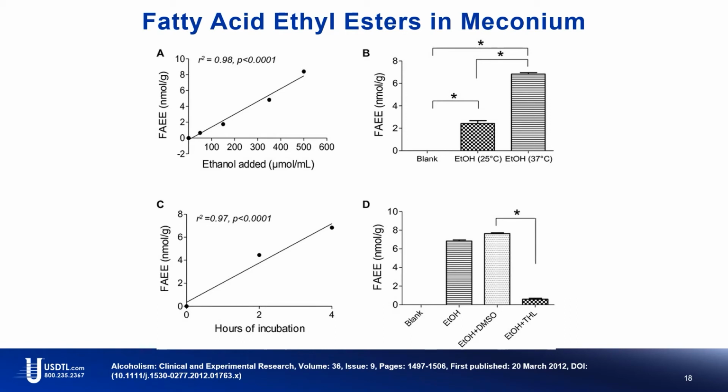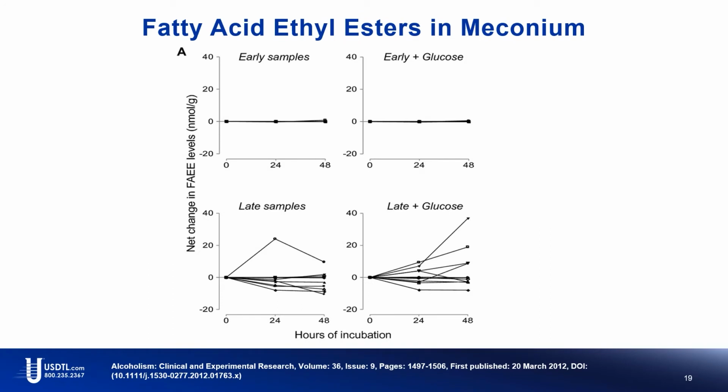The chart looks at the same experiment, but using meconium that was the first meconium passed versus meconium that was collected later. In chart A here, the top two charts are early samples where they were just allowed to incubate for 2 days. No FAEE were created. Then they added some glucose, and again, no FAEE was created.